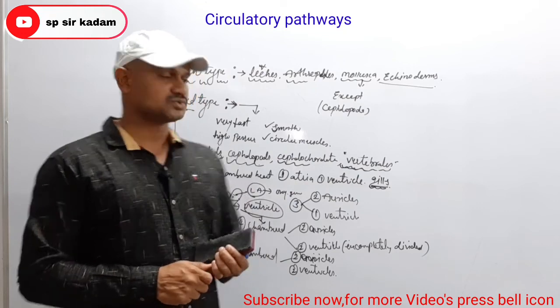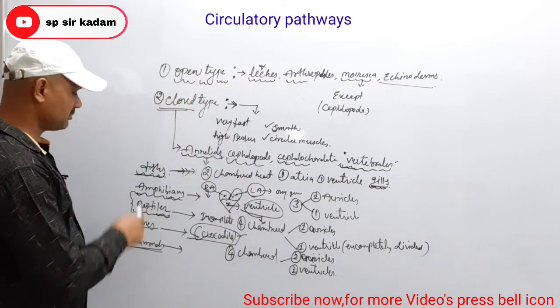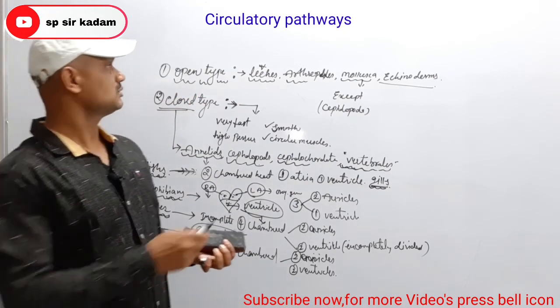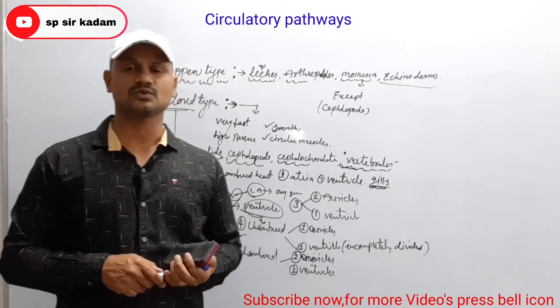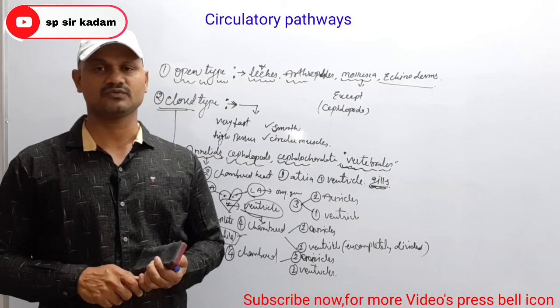Clear? So that is the vertebrate heart. Now, two circulatory pathways. What are the two circulatory pathways? That is open type and closed type of circulation.